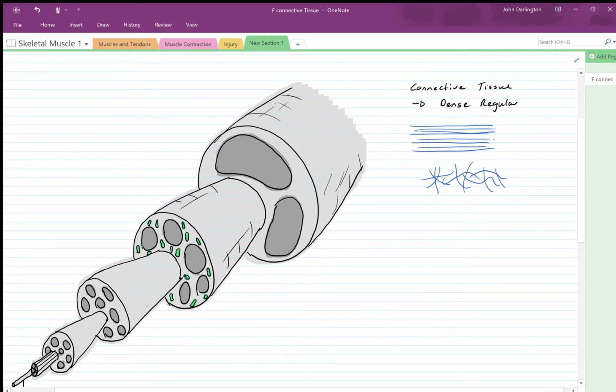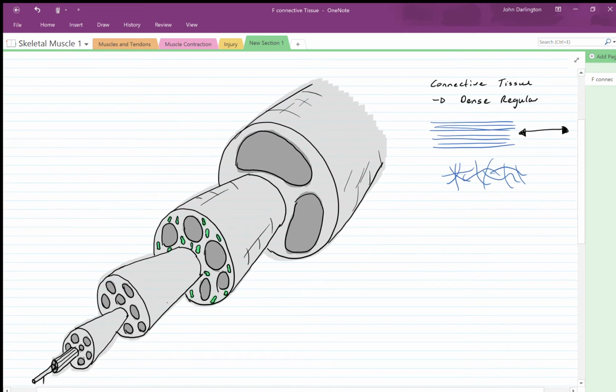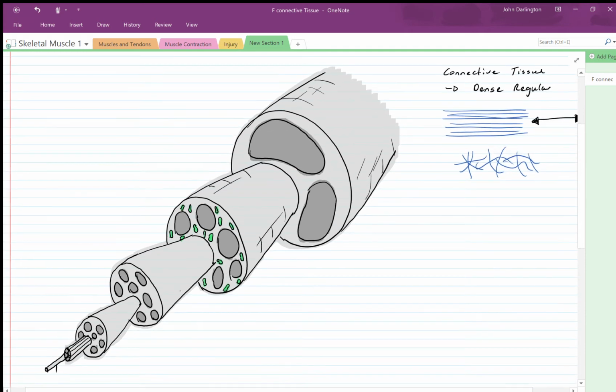So this is very important because if you think about it, the strains that are getting placed on the tendon are very unidirectional, i.e. they get pulled in really one direction, so they want to be able to resist force well in that direction. And that is why all the collagen fibers are arranged in such a way.